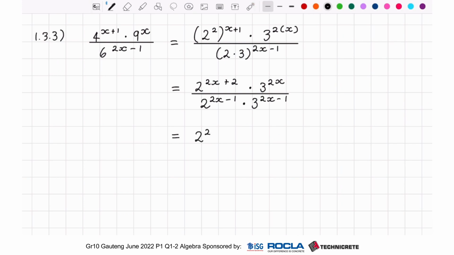Okay, so for this one, I'm separating it out. And that's still multiplied by 3 to the 2x. And I separate this one as well. And I separate this one.